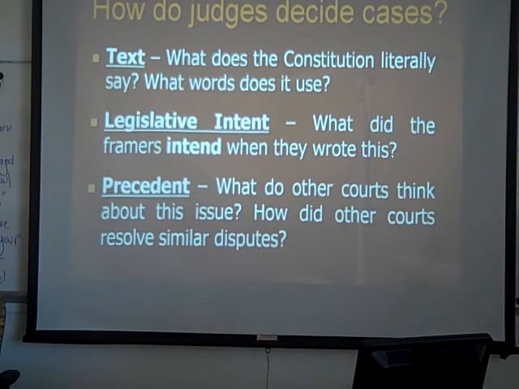What we really need is to look at the legislative intent, right? That is, to look at what the framers wanted these provisions to achieve.